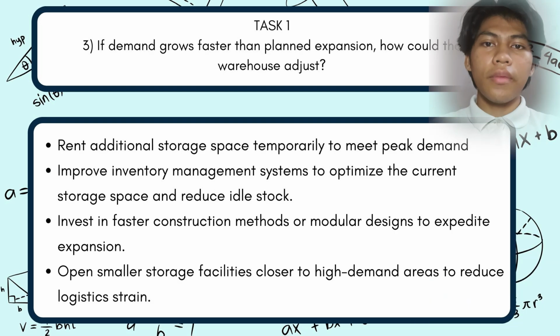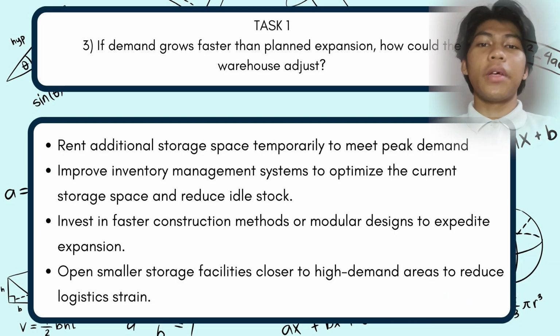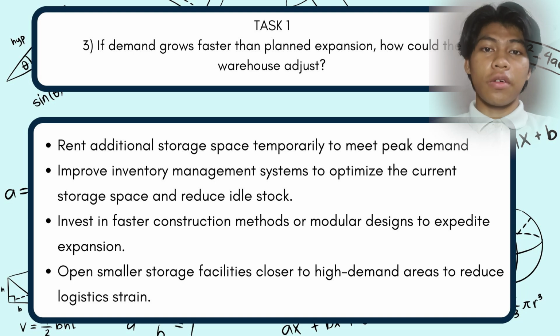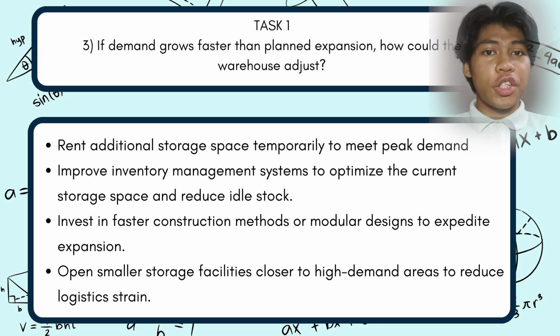Thank you. Hi, my name is Muhammad Sirajuddin Alwi bin Rosli. My matrix number is A240594. Okay, if the demand grows faster than the warehouse plant expansion, several strategies can be implemented to adapt effectively.